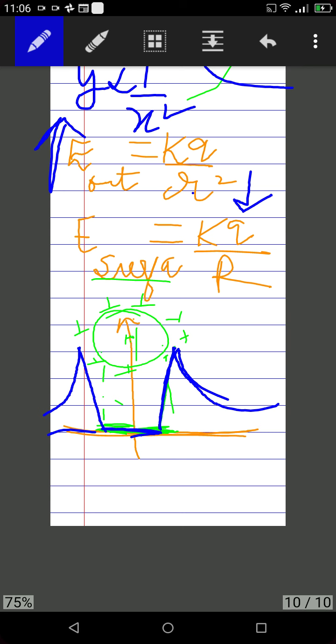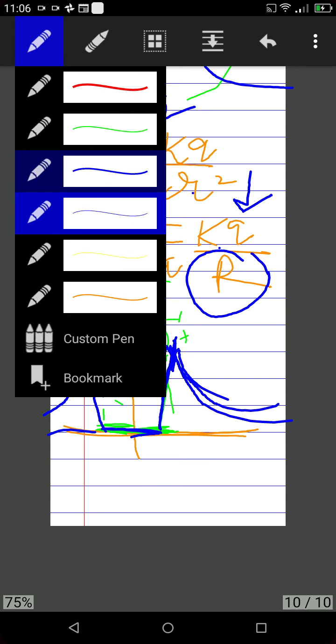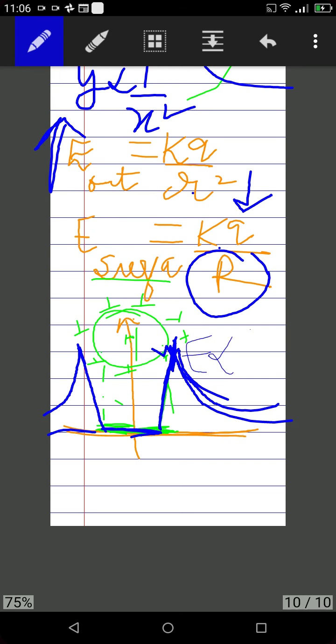Here in this case, less than R it is not possible. Less than R means it will be 0, the electric field will be 0. This means this is the minimum distance between that point P and the center point of the sphere. Here this field will be maximum on the surface, and after that it will decrease as E is inversely proportional to r square.